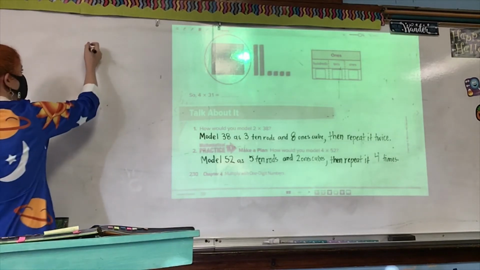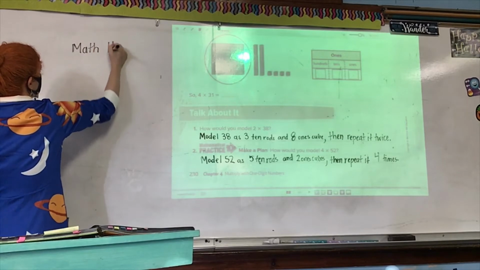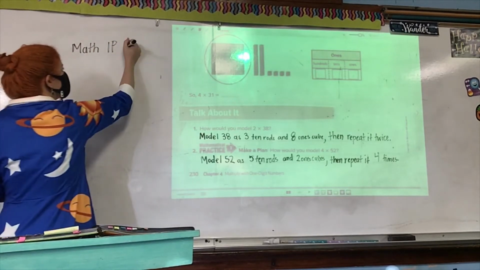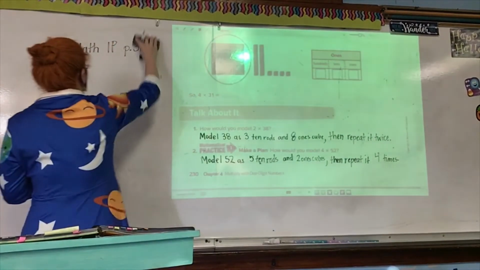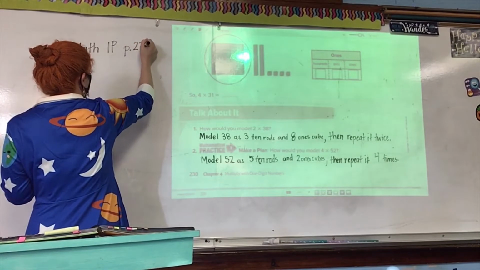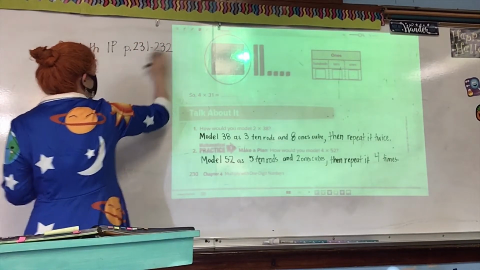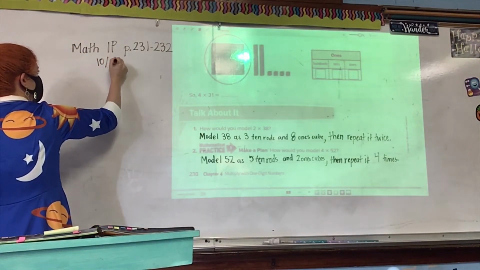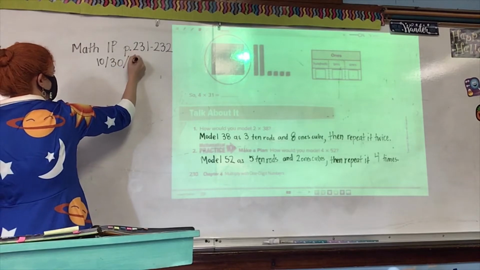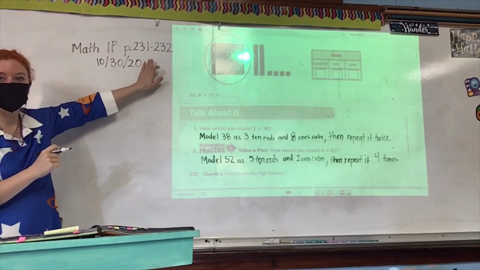So you're going to label your separate sheet of paper as Math IP for independent practice, page 231 through 232, and then today's date, which you can do to the side, but I don't want to take up some of my space. Today's date, October 30th, 2020. So this should be at the top of your clean page.